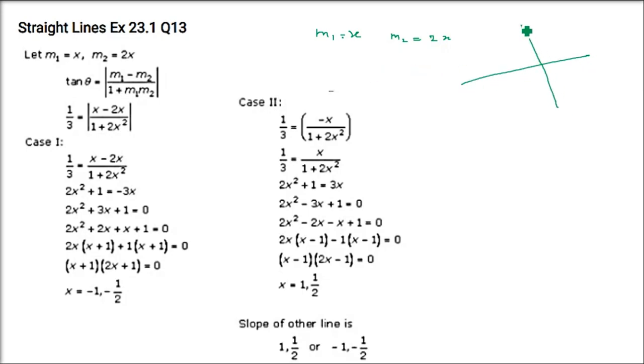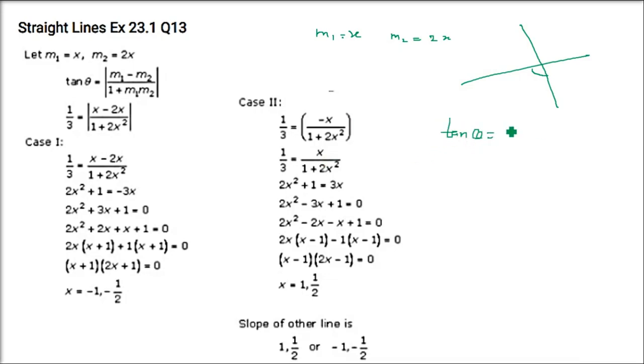And we know the relationship between the tangent and the slopes. So the angle between them, tan theta, is equal to 1 by 3. So what is tan theta when we have m1 and m2? And let me tell you in the beginning that there will be two cases.